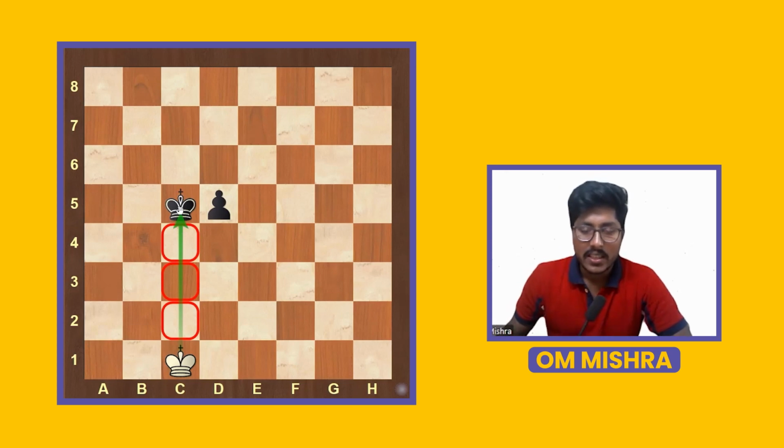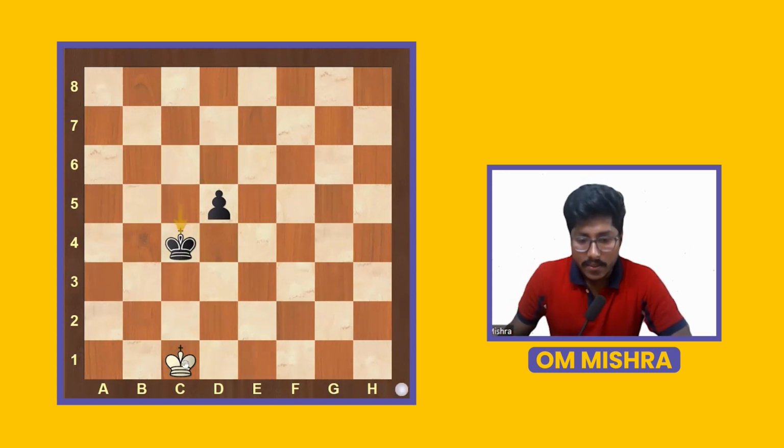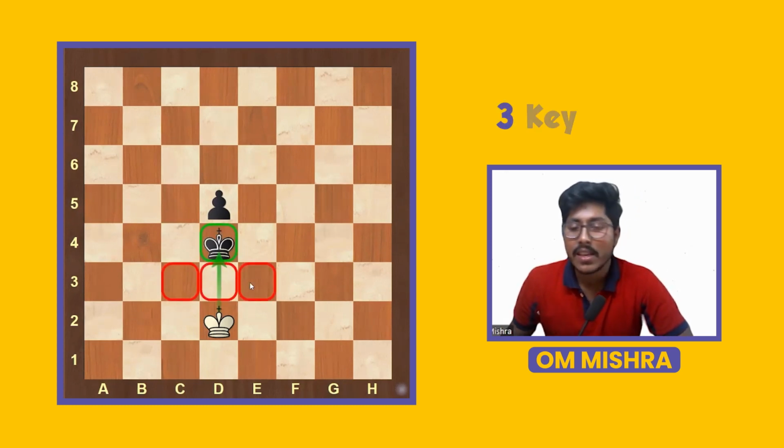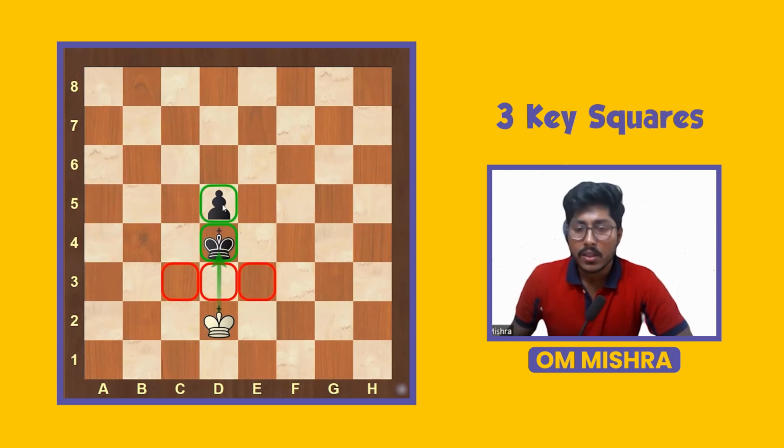So right here, if the king is coming like this, we are now taking the opposition. The king is going here. Again, we are taking the opposition. We are not letting this king hold onto these three squares. Those are the three key squares that the pawn requires to get a win in this situation.